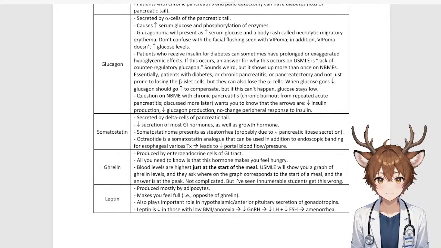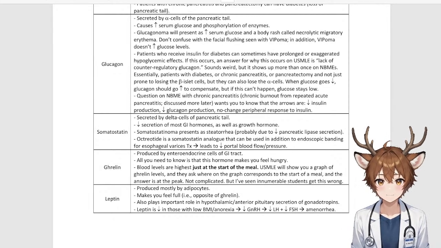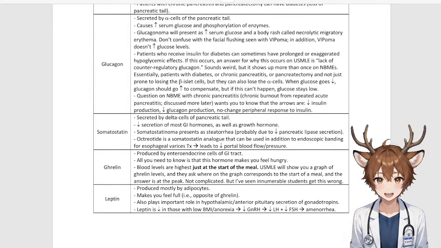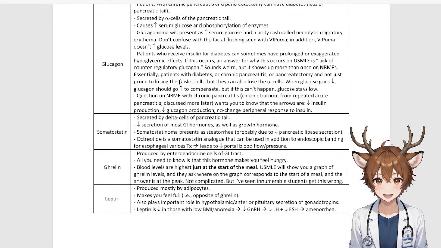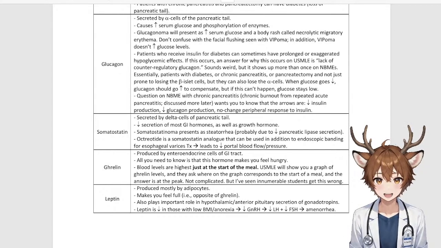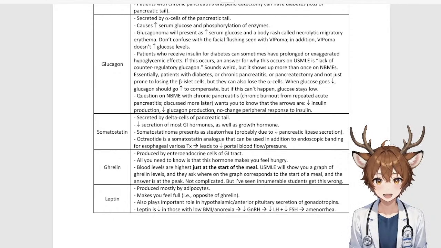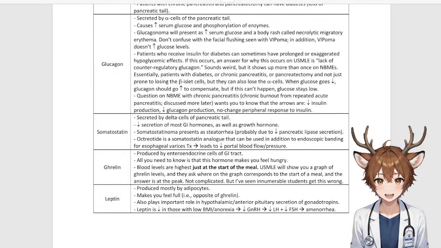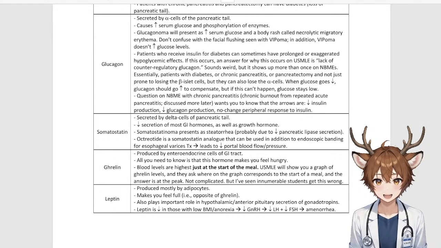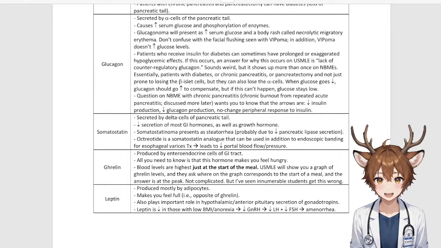What about the arch nemesis of insulin, what we think of as glucagon? Glucagon is secreted by alpha cells of the pancreatic tail. Remember that insulin's in the beta cells, so this is from the alpha cells. Glucagon causes an increase in serum glucose and phosphorylation of enzymes. Glucagonoma will present as an increase in serum glucose and a body rash called necrolytic migratory erythema. Don't confuse with the facial flushing seen in VIPoma. In addition, VIPoma doesn't increase glucose levels.